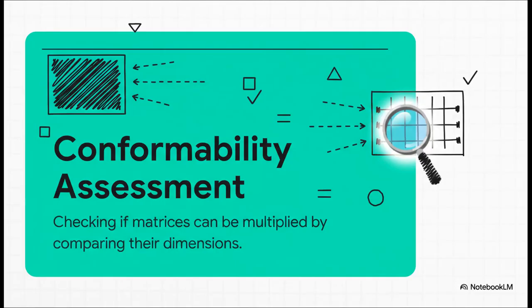So what is this master tool exactly? Well, conformability assessment is really just a fancy way of saying we're checking if matrices are even compatible. Can they even be multiplied together? For any two matrices, the number of columns in the first one must match the number of rows in the second. This simple check is the foundation of our entire detective method.